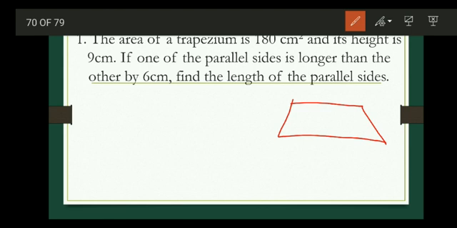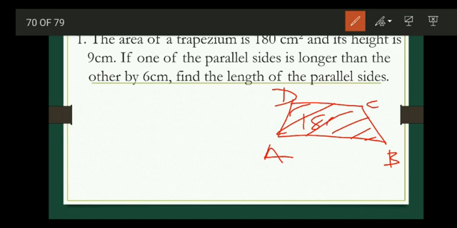like this. Suppose trapezium ABCD is like this. They have given the area is 180 centimeter square and the height is 9 centimeter. The distance between the parallel sides is the height. Then, if one of the parallel sides is longer than the other by 6 centimeter, what they are telling is that one of the parallel sides is 6 centimeter longer than the other.